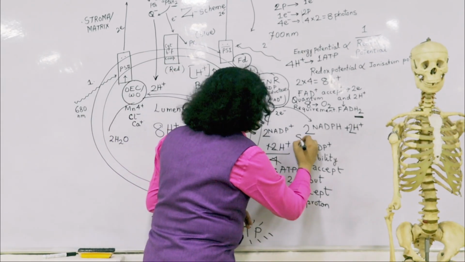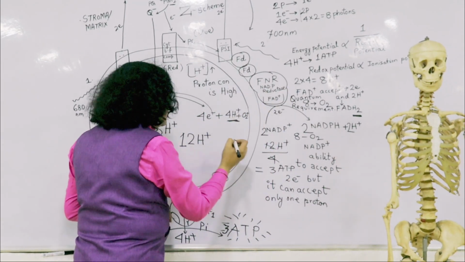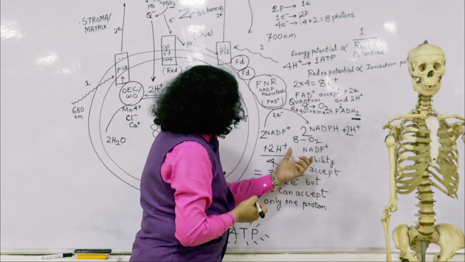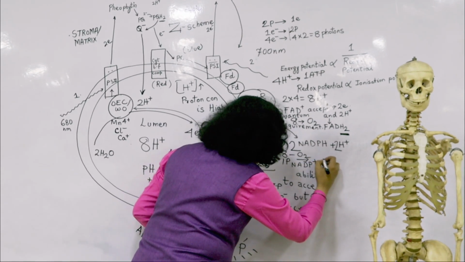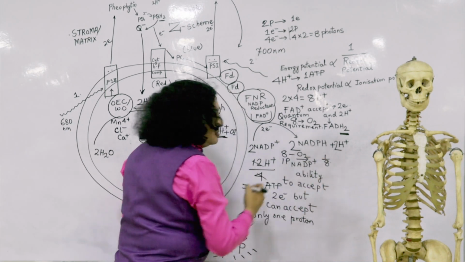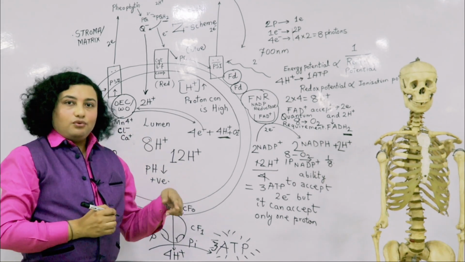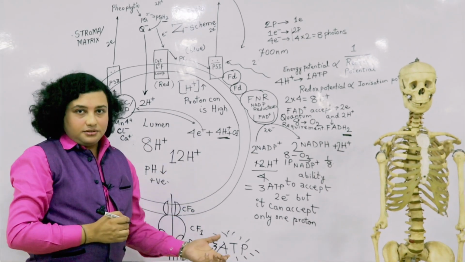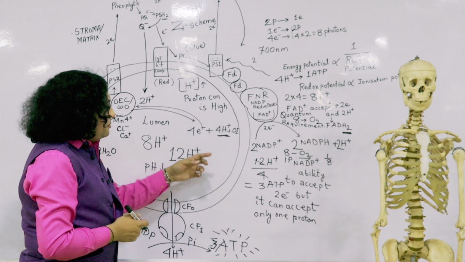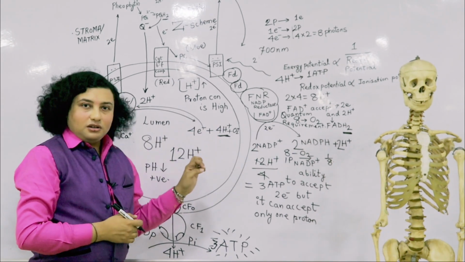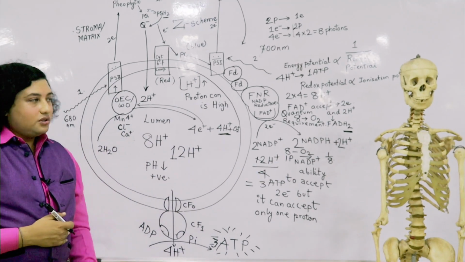So if 8 photons are required to release 1 oxygen molecule, then we can write that 1 photon is going to release how much oxygen molecule? That is 1 by 8. So 1 by 8 amount of oxygen molecule will be released if there is only 1 photon. This is known as quantum yield. So there are 2 terms, quantum yield and quantum requirement. Quantum requirement means 8 photons are required to release 1 molecule of oxygen, and if there is only 1 photon, there will be release of 1 by 8 amount of oxygen.